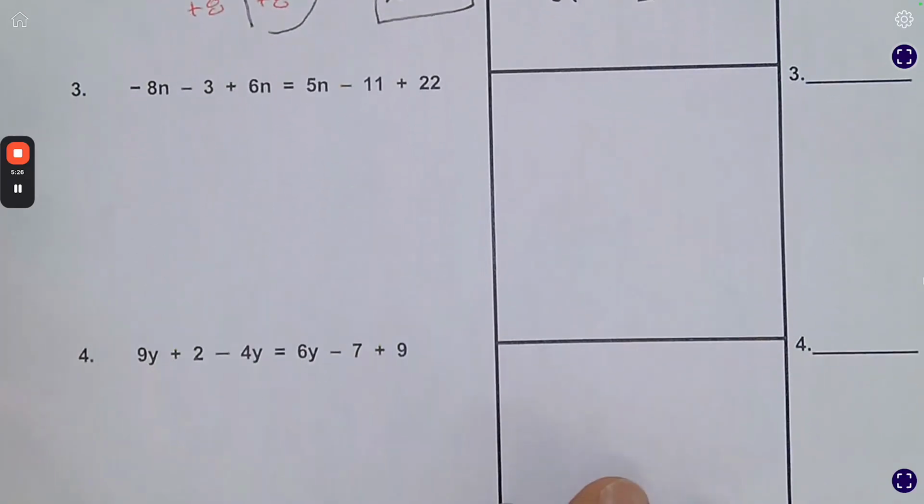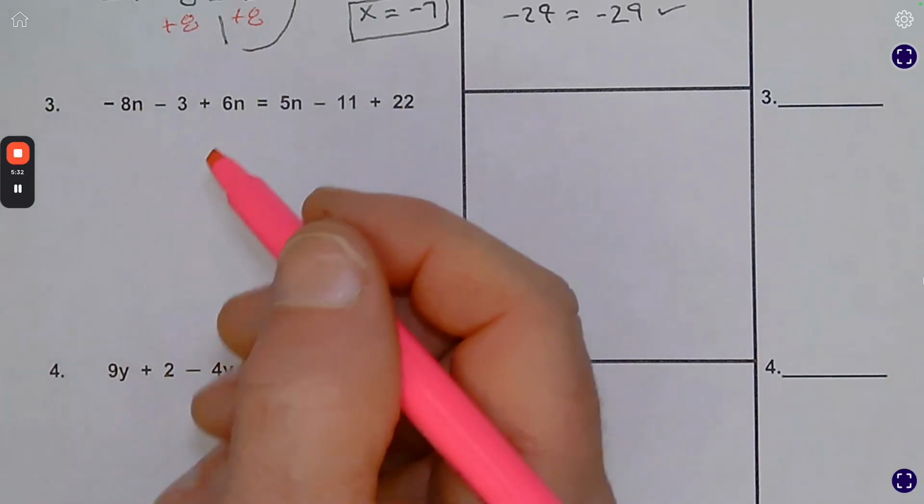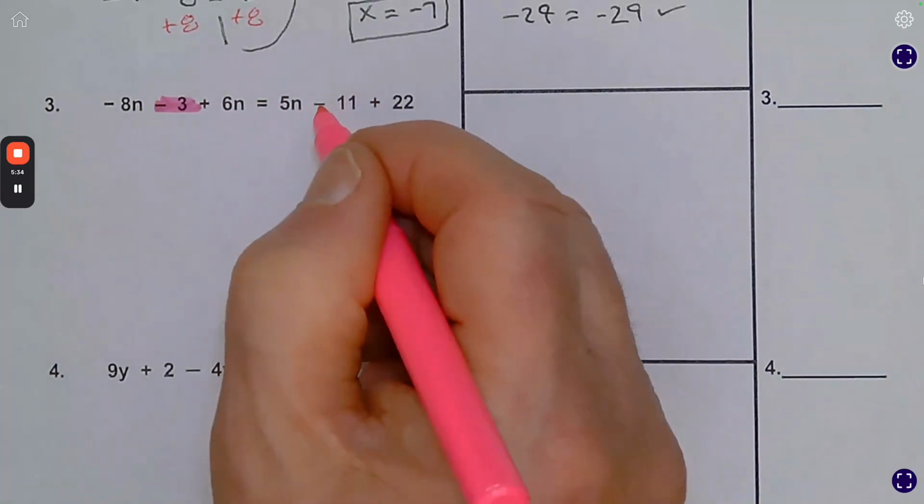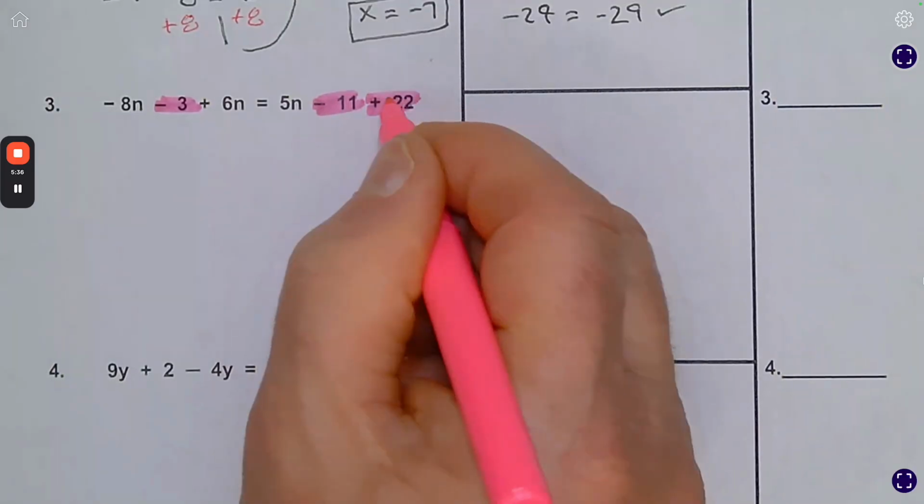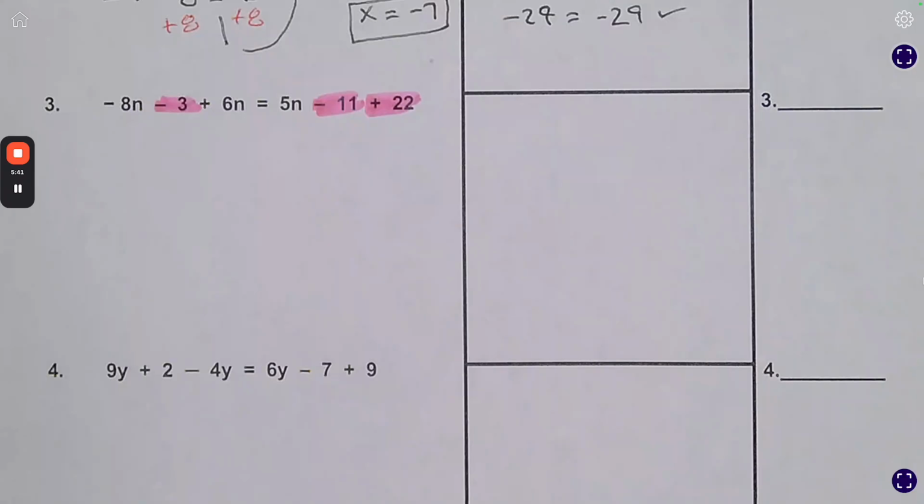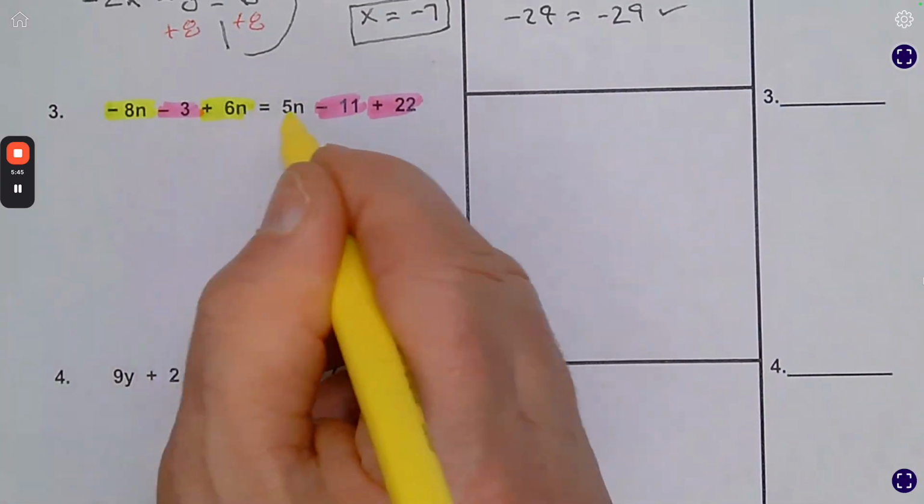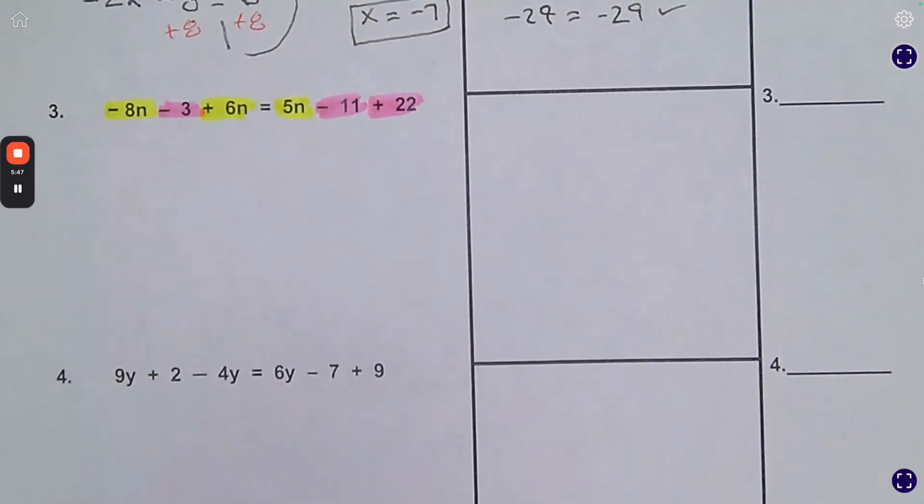All right, number 3. This is going great. Again, I like to identify my variable terms and my constant terms. So there's a constant term, there's a constant term, there's a constant term. Notice how I always bring the operation with it. You got to have that, right? The operation in front of a term stays with it, just like that.